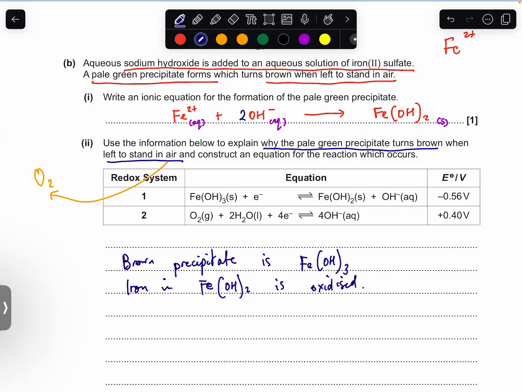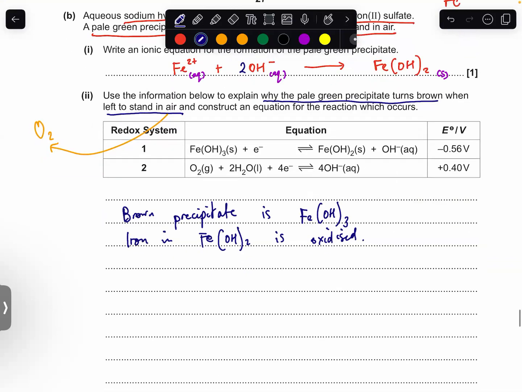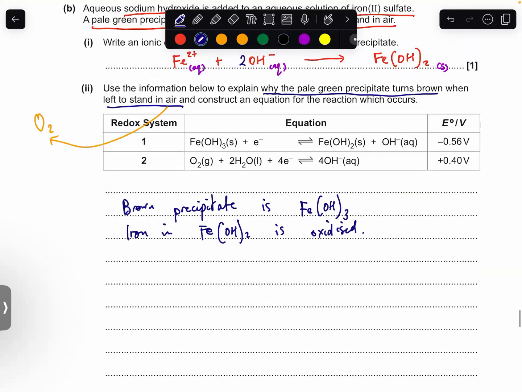Yep. And now you see which of these 2 redox systems, which one is more positive? It's redox system 2. And remember the rule, the more positive the electrode potential of the redox system, the greater tendency it has to gain electrons. So it'll go in this direction. And the less positive one or the more negative one will lose electrons.